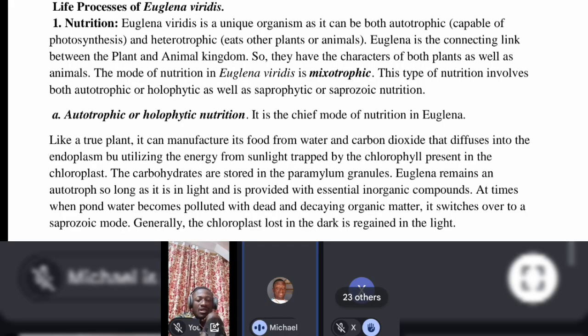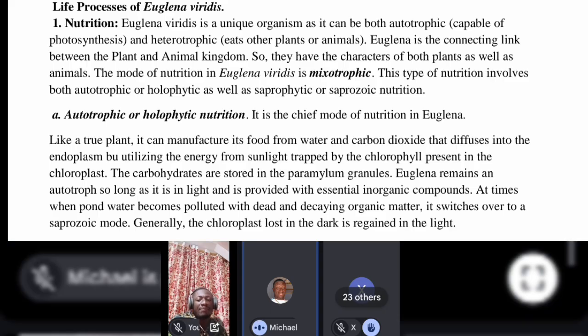So let me move on to the life processes. Now, nutrition. Remember, we said it is able to live with animal-like structure and features as well as plant-like features. So, as an animal, it will feed heterotrophically by using the mouth and gullet. Then it will form a food vacuole. Then it will digest it by releasing enzymes from its cytoplasm into the food vacuole. And if there's enough light and it can undergo photosynthesis, it has carbon dioxide available, it has sunlight available and chlorophyll in place, then it can feed autotrophically by preparing its own food.